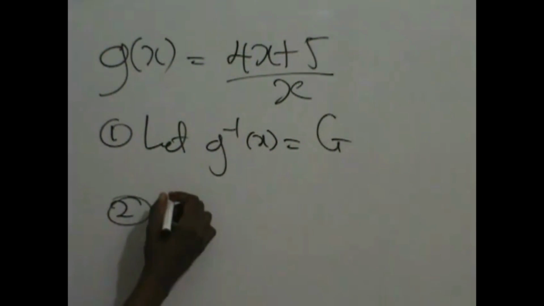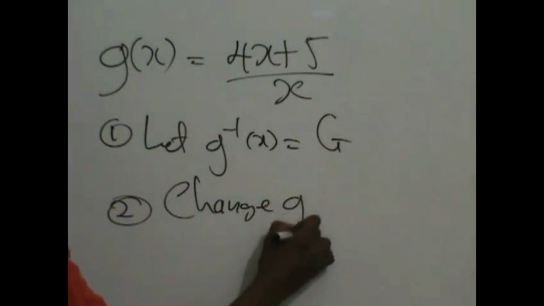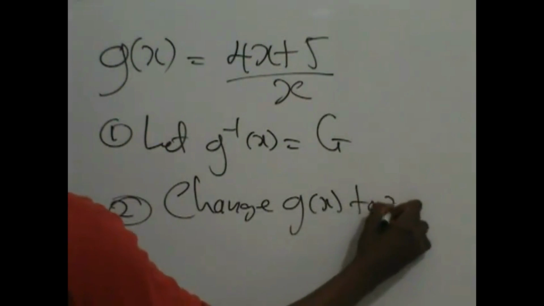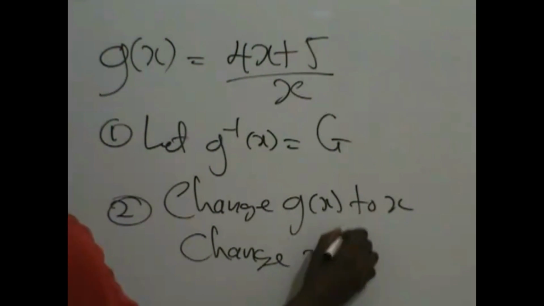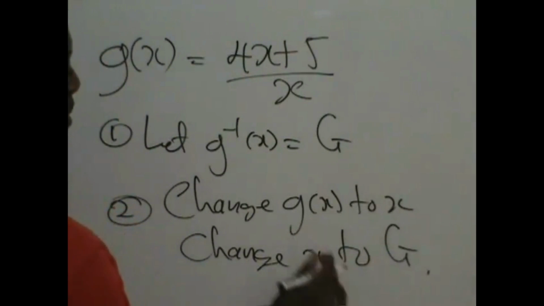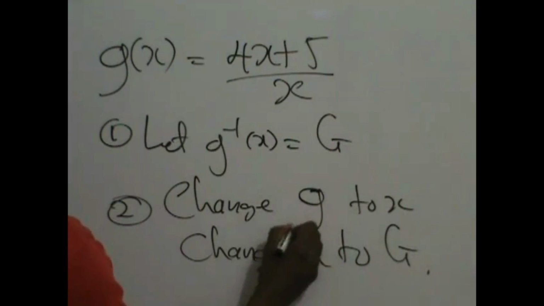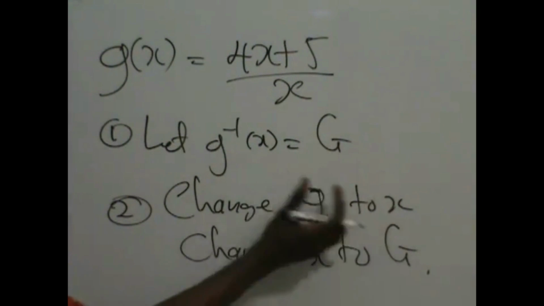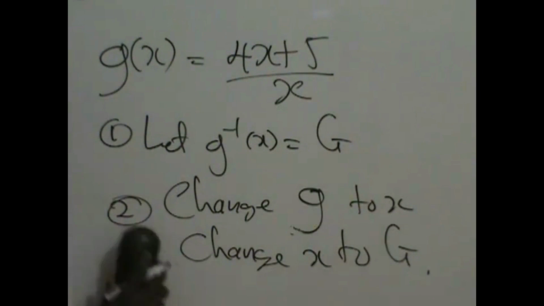Step 2, you change g of x to x, and you change x to big G. Small g, same thing. So you change small g to x, and you change x to big G. And we have a new equation. So we're rubbing off this part in the center here now.